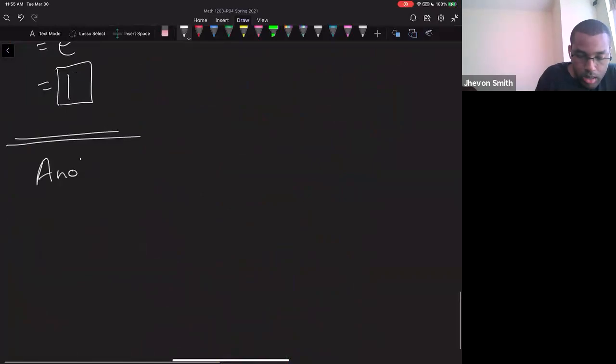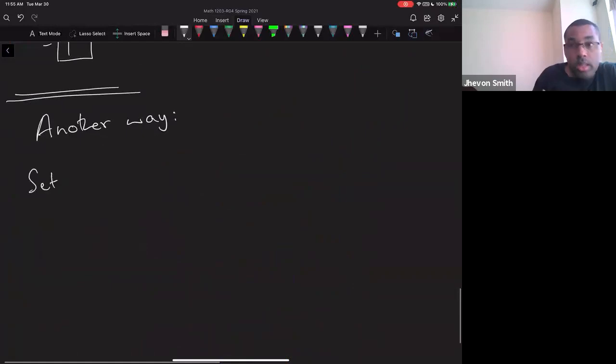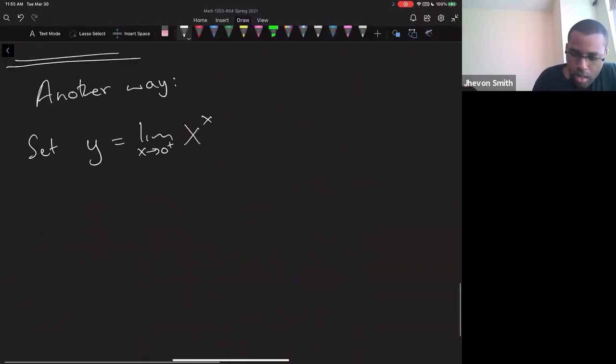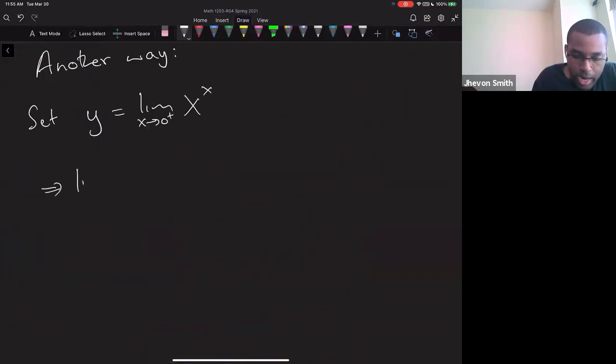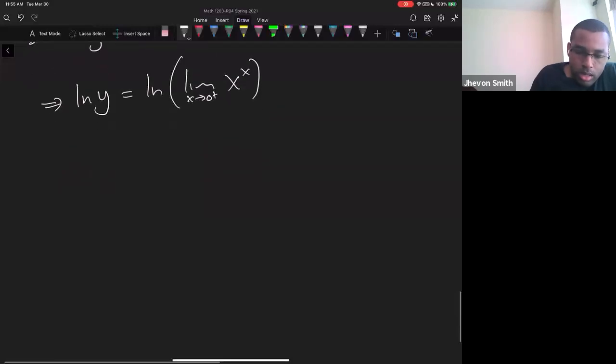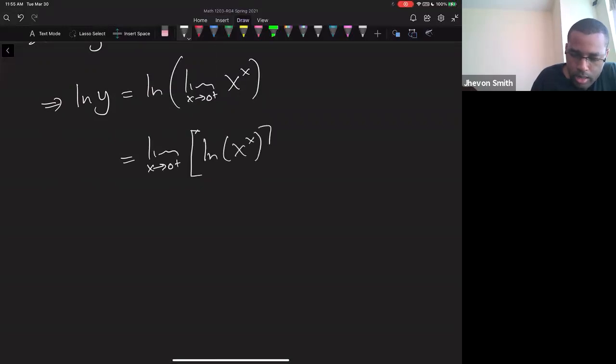Another way is to do it the old way that we did log differentiation. Set y equals this limit. Then you can introduce the log by logging both sides. So then this is the same as the limit as x approaches 0 from the right of ln of x to the x. Again, since limits pass through continuous functions, I can shift the limit in and out of the ln.